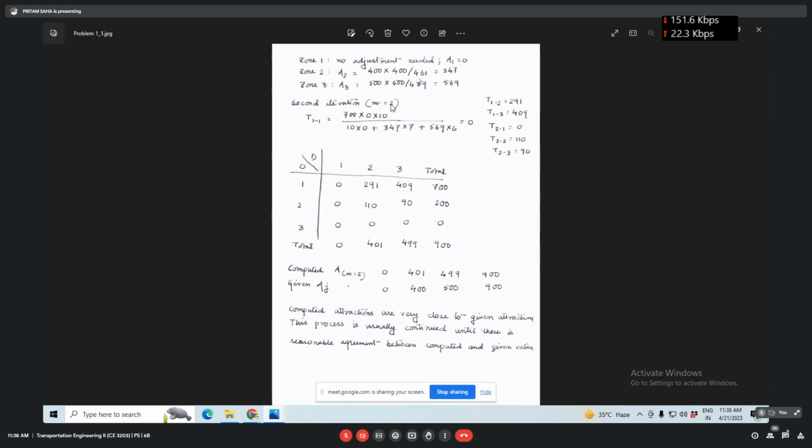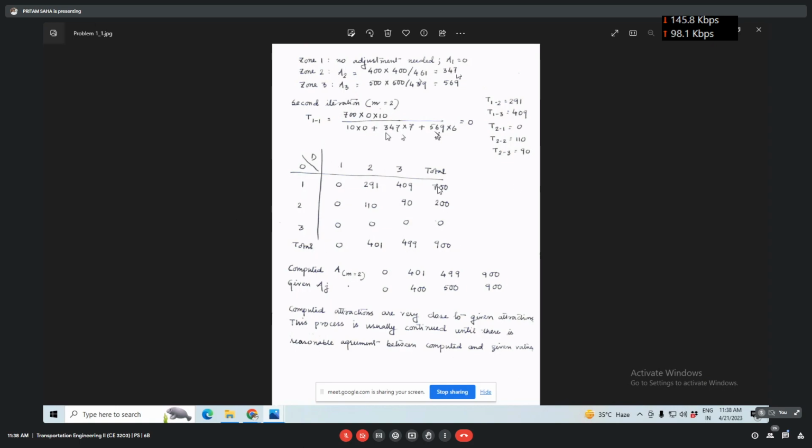So now you are going for the second iteration, m is equal to 2. And in your second iteration, your attraction values are different from what you had considered in your first iteration. In your first iteration, I hope you remember that instead of 347, you took 400, and instead of 569, you took 500. So now you have considered the revised values that are 347 and 569. Similarly, you are going to consider such values for other trip interchanges as well, like T21, T22, T23, T31, T32, T33. Okay. And again, you develop this OD matrix.